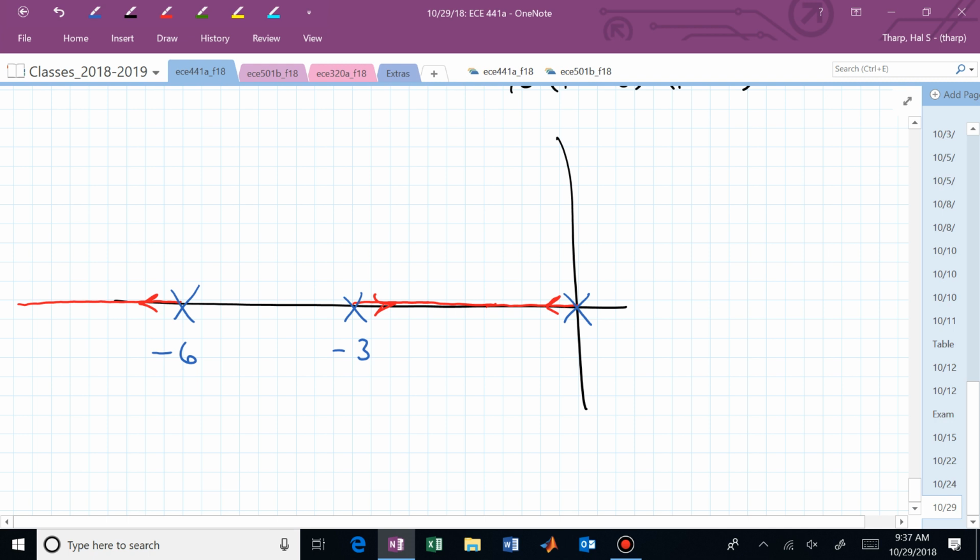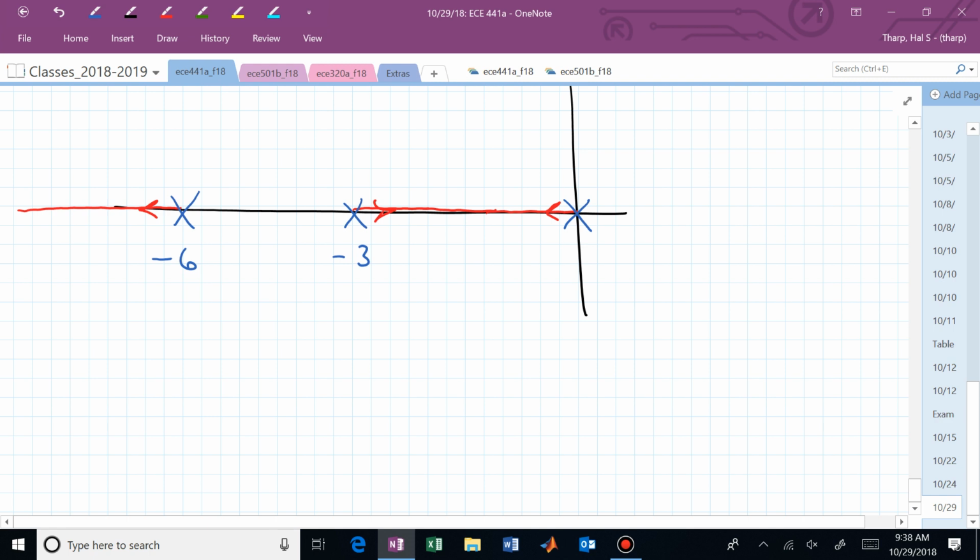3 minus 0, that's 3. So we actually are going to have some asymptotic behavior at a fundamental angle of 180 divided by that pole-zero excess, or 180 divided by 3, or 60 degrees. So we have a fundamental angle of an asymptote at 60 degrees. Some of these branches are going to go off into the right half plane. If we crank up the gain k enough, we're going to go unstable.